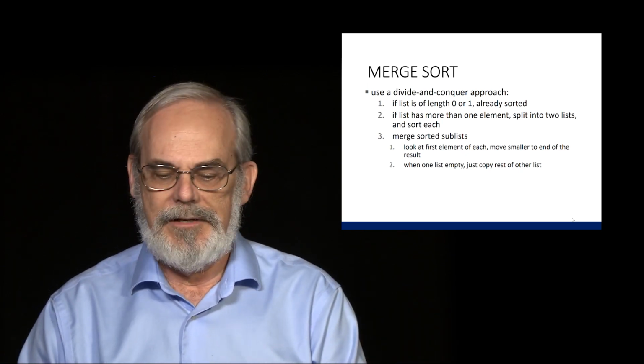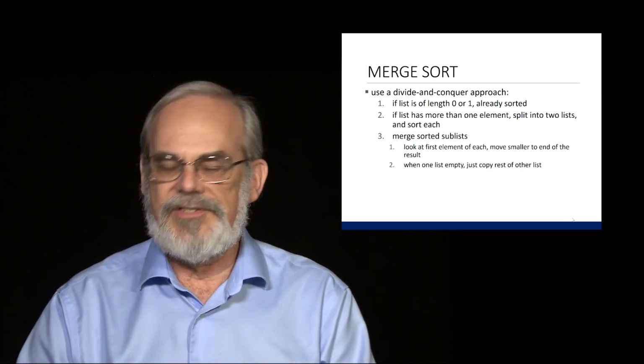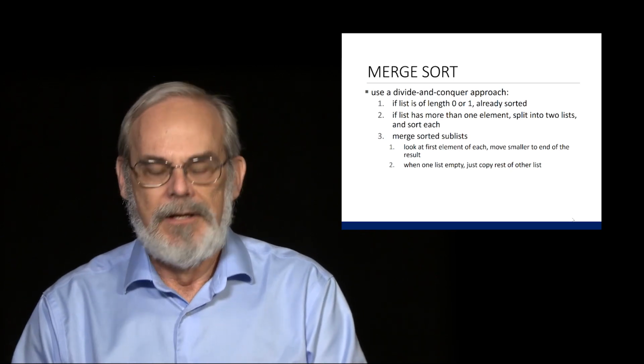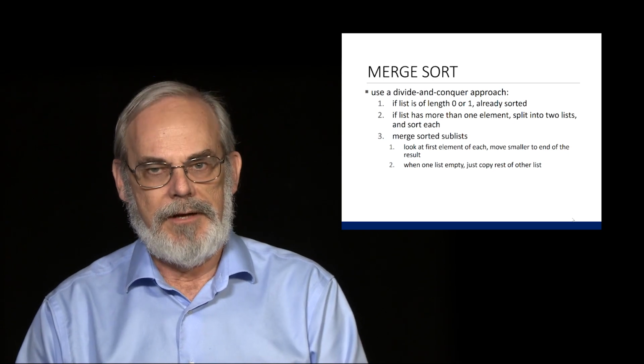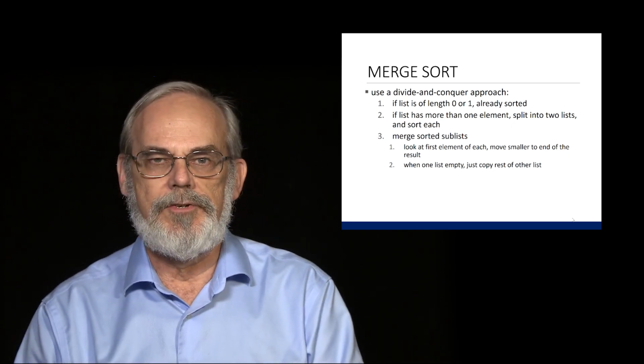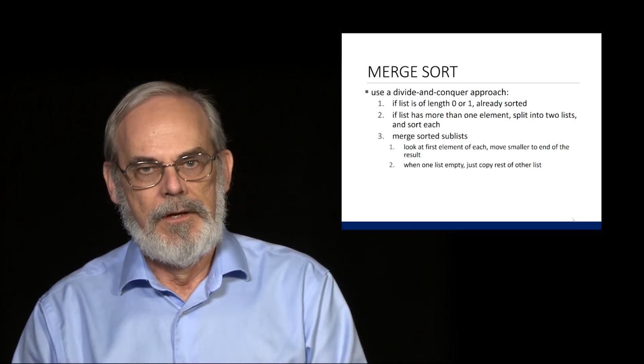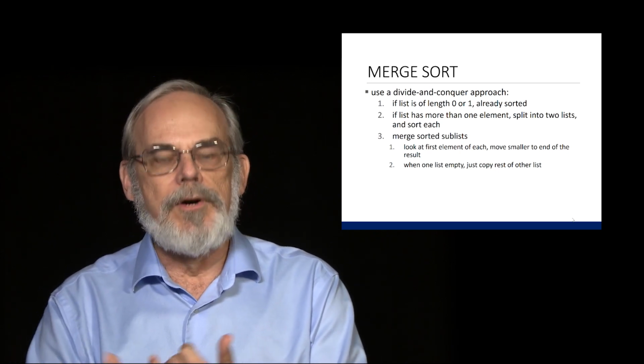And here's the basic idea of merge sort. If I've got a list of length 0 or length 1, it's already sorted. I'm done. If I have a list longer than that, let's just split the list into two parts of roughly equal size and sort each of them. Once I've got them sorted, I'm going to merge them together.